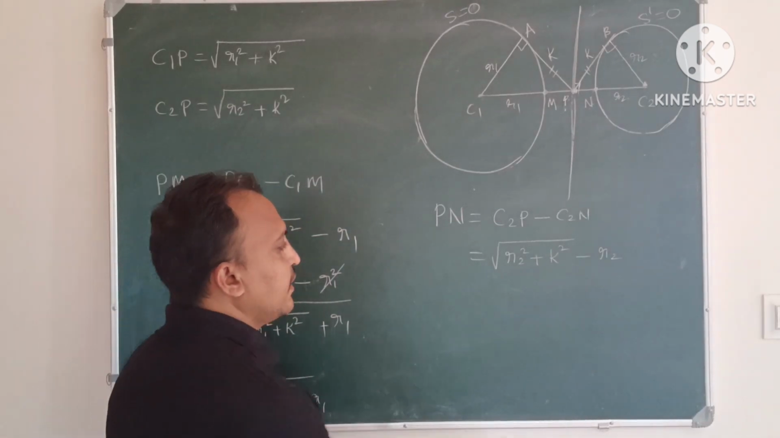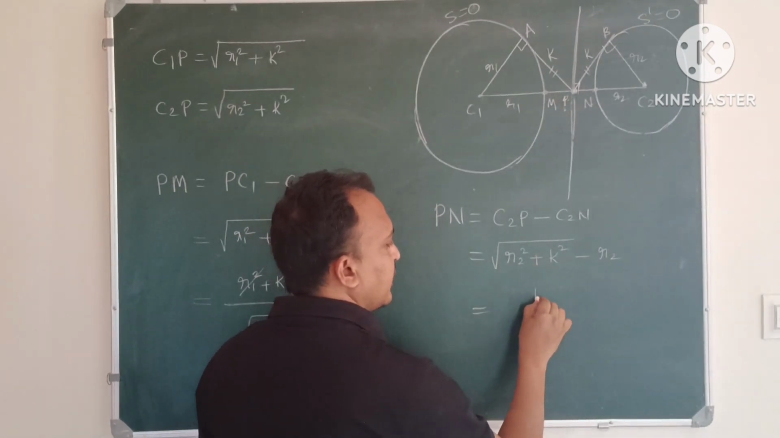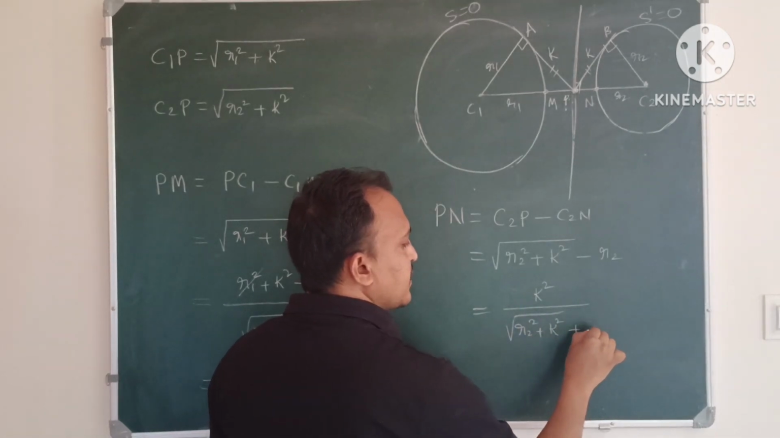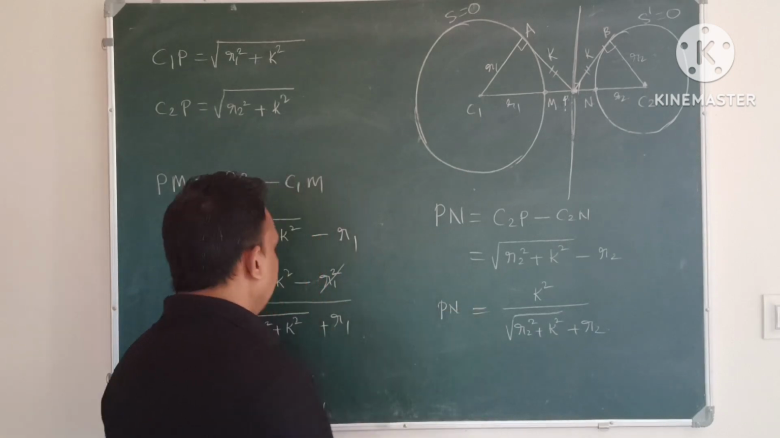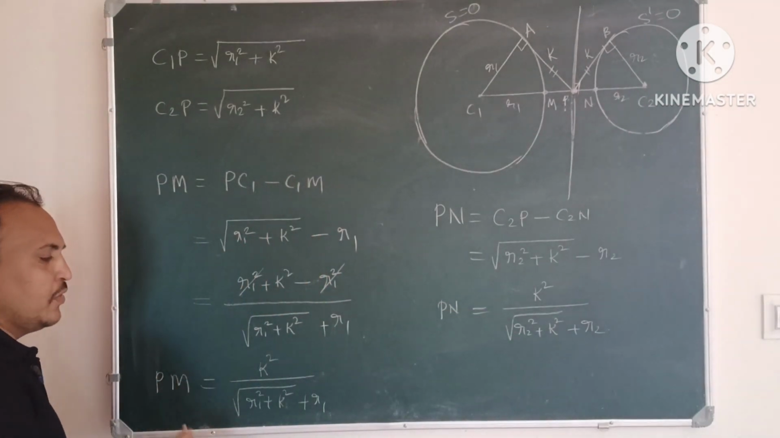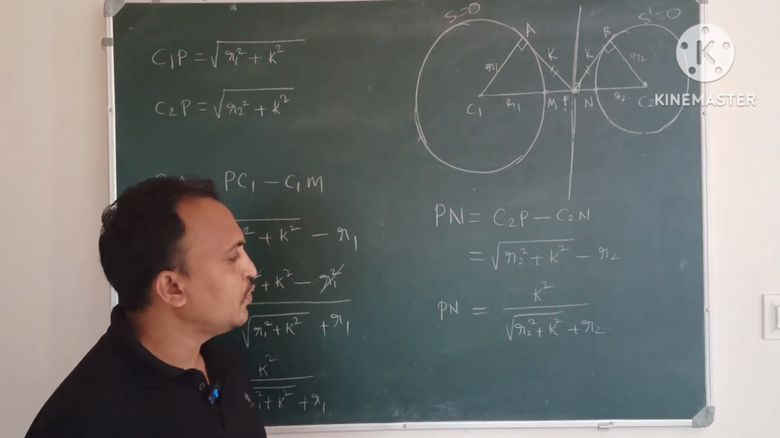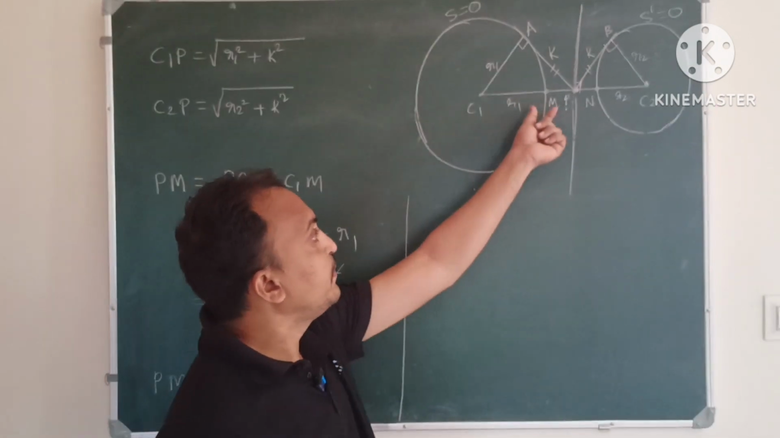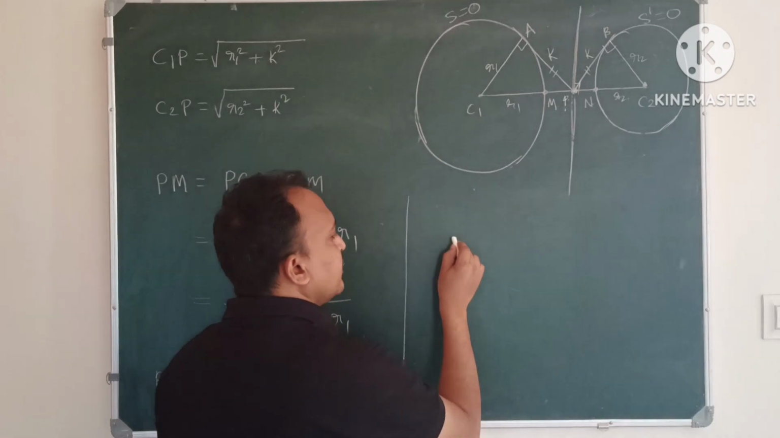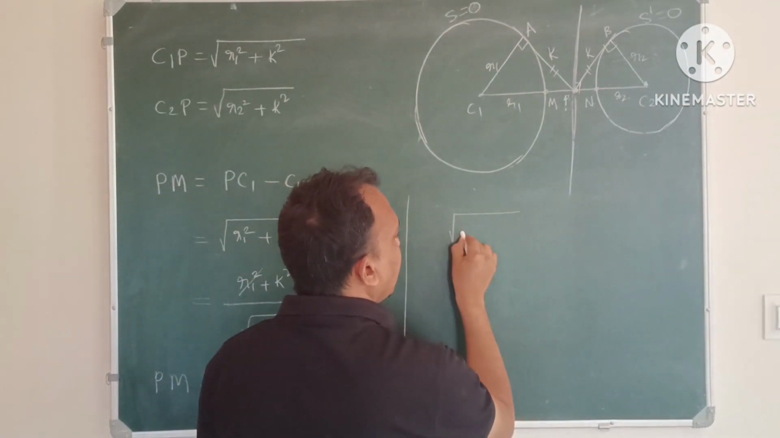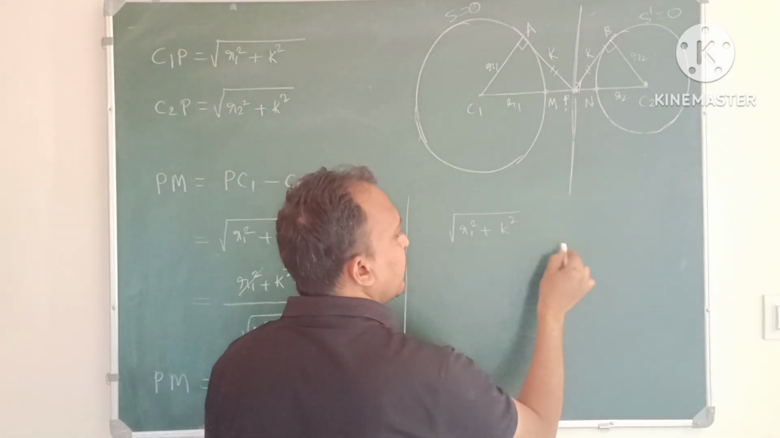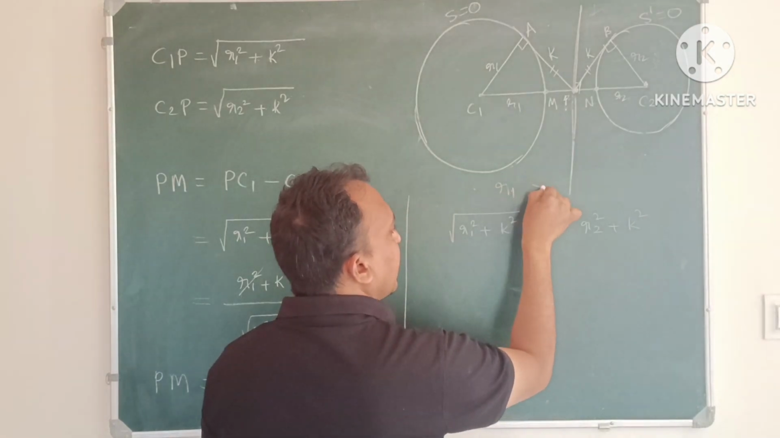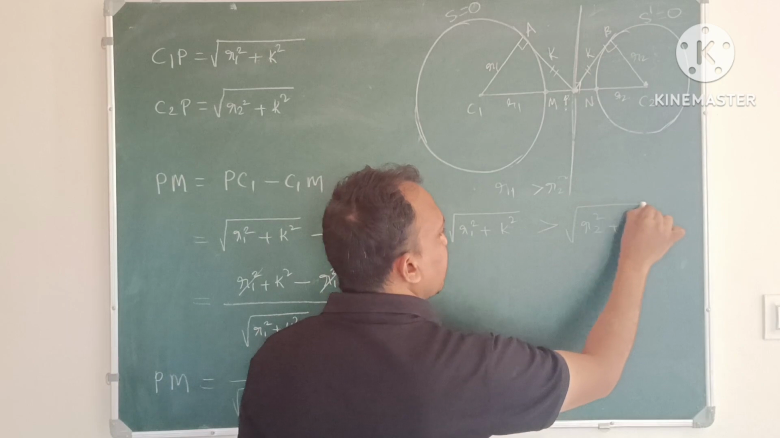In the same way, if you rationalize this one, directly you will get k square by root of r2 square plus k square plus r2. This is Pn, this is Pm. Now you can compare easily. How to compare? Let us see. We are comparing now Pm and Pn. To compare this, already we got r1 square plus k square and r2 square plus k square. As we know, r1 is greater than r2, then obviously this is greater than this one, right?